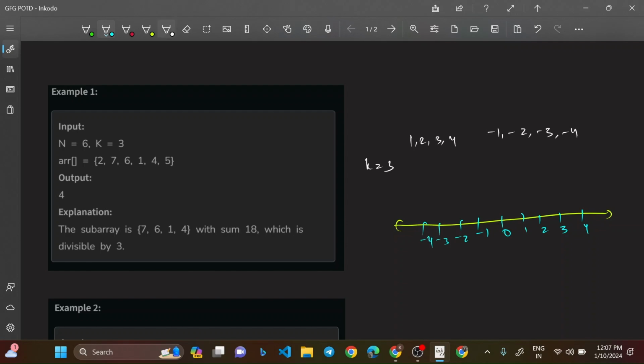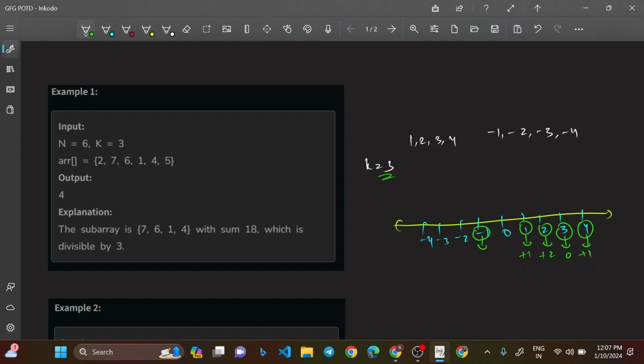And now if you're trying to divide these numbers with k equal to 3, what is the remainder in each case? Okay, when you're trying to divide 1 by 3, what is the remainder? It is +1. When you're trying to divide 2 by 3, what would be the remainder? It is +2. What is the remainder in this case? 0. What is the remainder in this case? +1. But what if you come to -1?